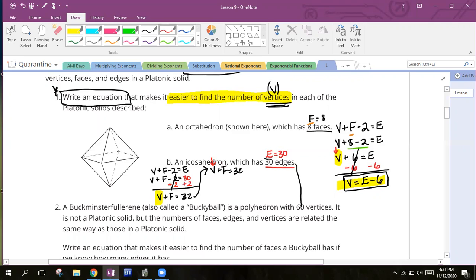So I start with my term that's farthest away. I have a plus F. So I need to get that plus F and move it over to the other side. In order to do that, I'm going to subtract F. If I do it to one side, I gotta do it to the other side. So that's gonna cancel my F's out and I have V equals, well, I can't combine these two terms because they're unlike once again. So I have 32 minus F. And that is my answer. I just wanted an equation that would make it easier to solve for the vertices, and that's what that is. So that's our answer.